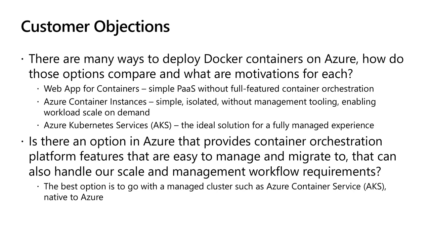Now, there are actually about three methods that you can use in Azure. Things like Web App for Containers, which provides a simple PaaS, but doesn't provide full-featured container orchestration. Then you have Azure Container Instances, ACI, which is a simple, isolated solution. It doesn't provide much of the management tooling needed for enabling workload scale on demand, so it's ideal for container bursting scenarios. And the final option is AKS, which provides scale on demand and a fully managed experience.